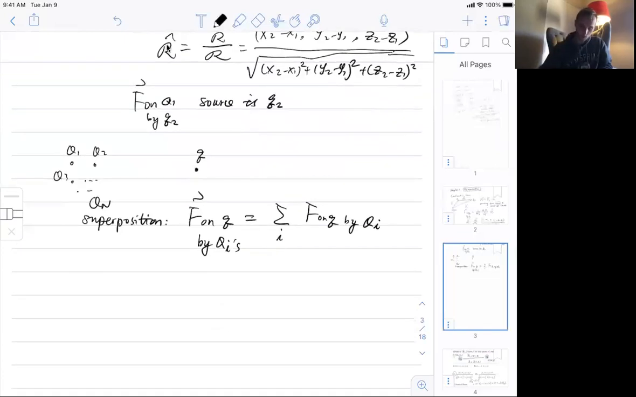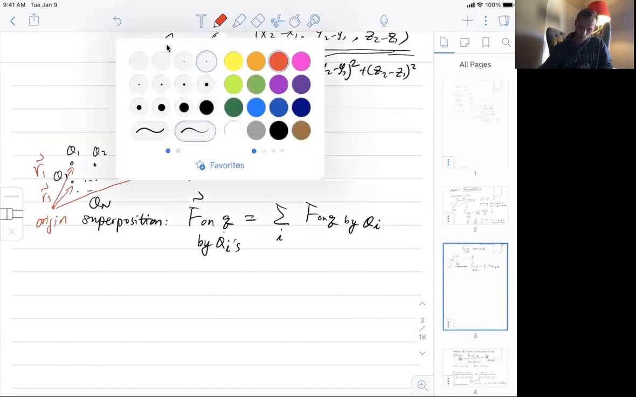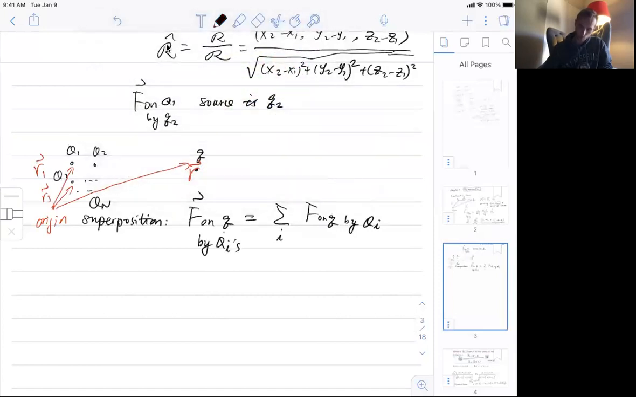So to write it out, my little q is at a point in space that's at vector r. Let's say this is my origin, and this is at r. And each of these is at a different location, right? R1, R2, R3, and so on. So each of them has a different separation vector. And continue to write this up.